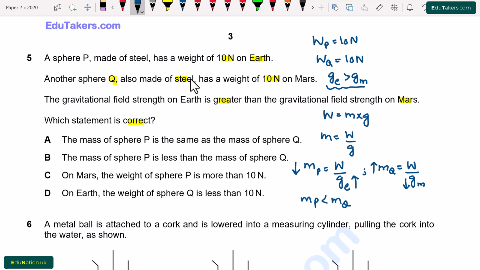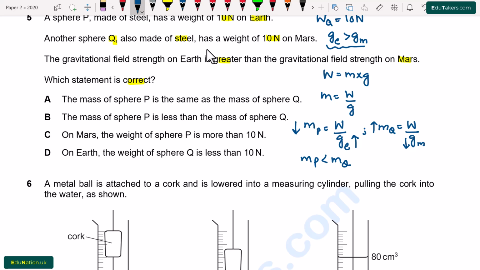Now we see the options. Option A, the mass of the sphere P is same as that of the mass of sphere Q. It is incorrect. B, the mass of the sphere P is less than the mass of the sphere Q. So it is correct. Option B is correct.